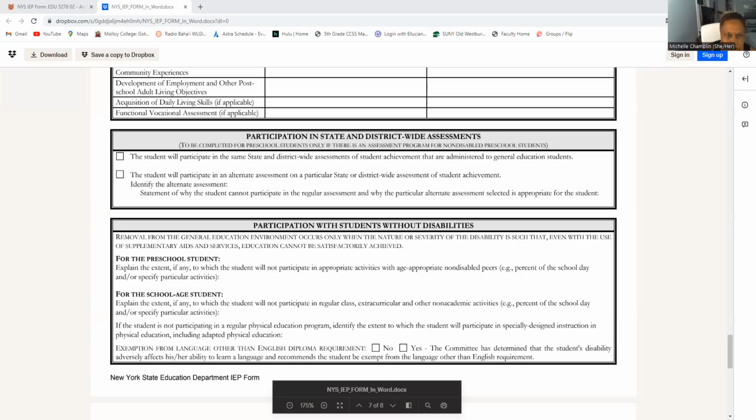Okay, so these are her services. This is what it looks like. And then you see here, special transportation and the placement recommendation, home public school district. So that's what I was trying to say. I kept saying local zone school, but it's home public school district. So she goes to school in her district.